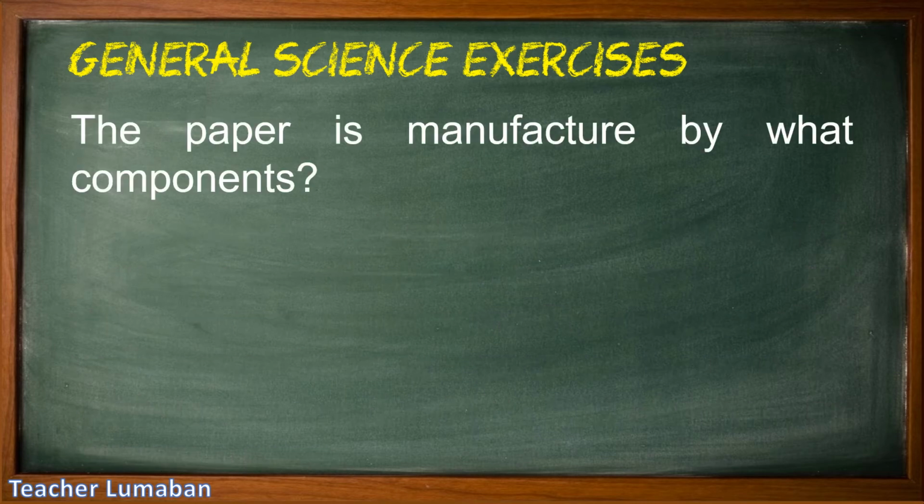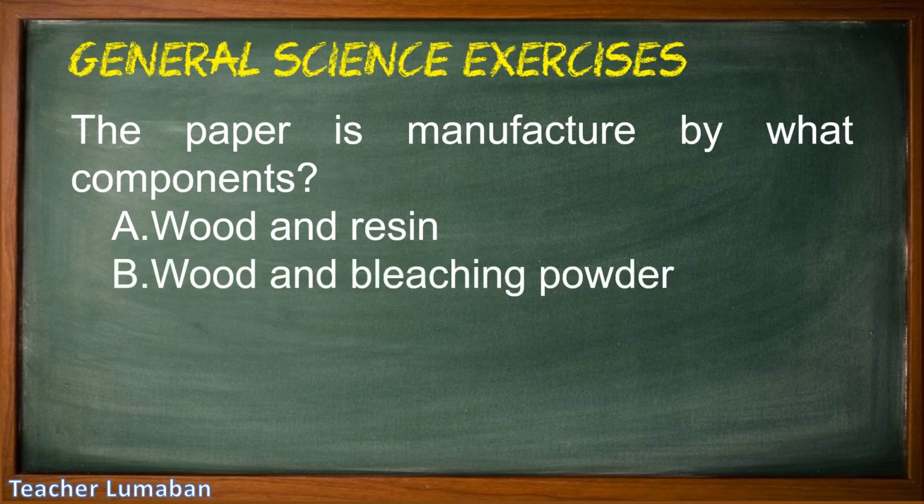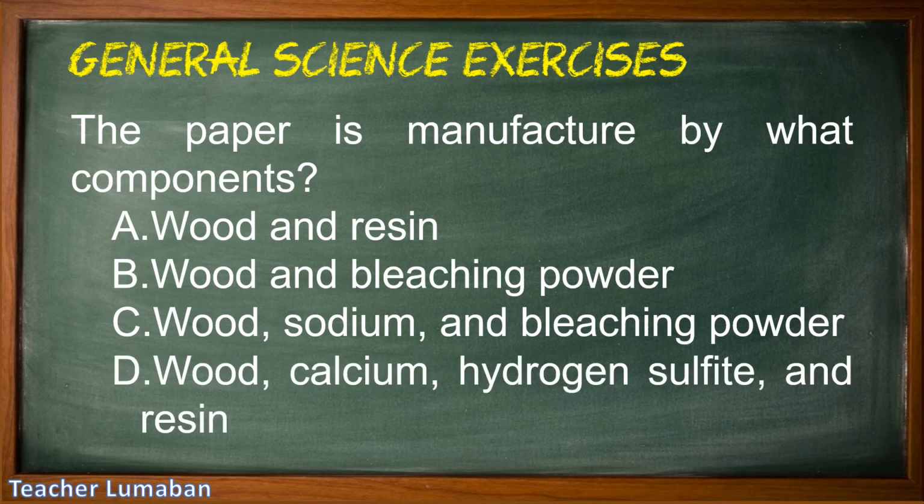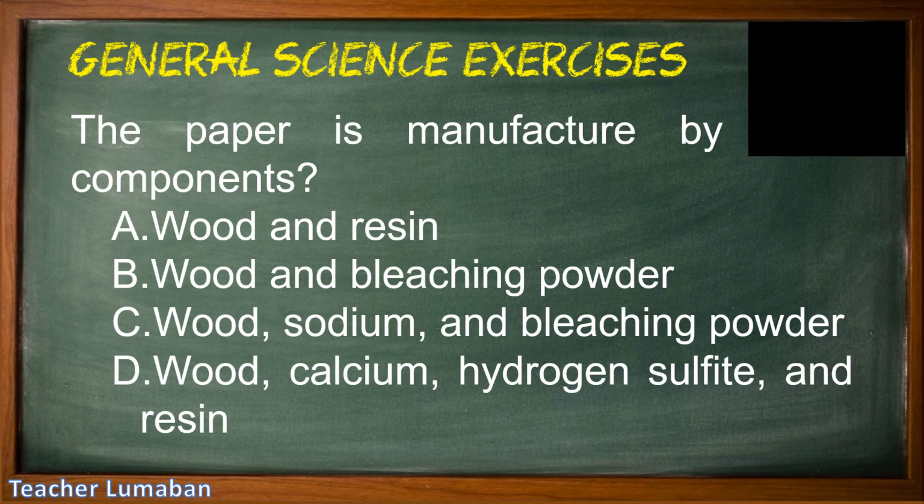Paper is manufactured by what components? Letter A, wood and resin. Letter B, wood and bleaching powder. Letter C, wood, sodium, and bleaching powder. Letter D, wood, calcium, hydrogen sulfide, and resin. Choose the suitable answer to the following choices in 5 seconds.